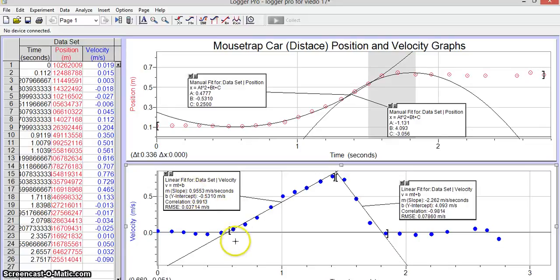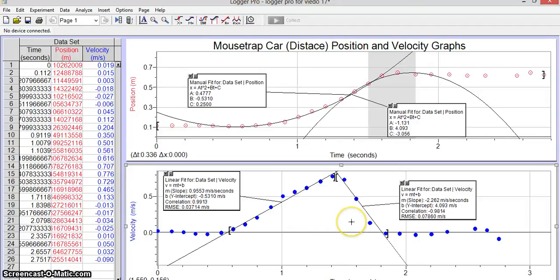Next, I analyzed the velocity slopes for when the car was speeding up and when it was slowing down. For when it was speeding up, the slope of the velocity, or the acceleration of my car, was about 0.956 meters per second squared, which means that every second the car was speeding up, it was going 0.956 meters per second faster. So that's the acceleration.